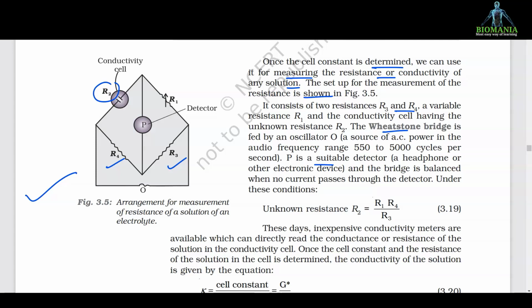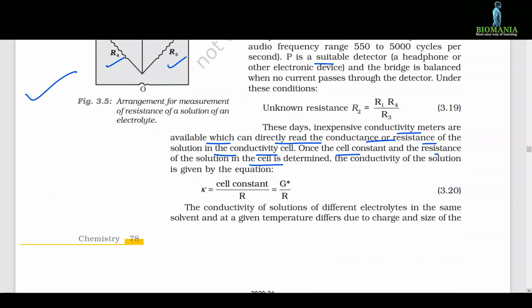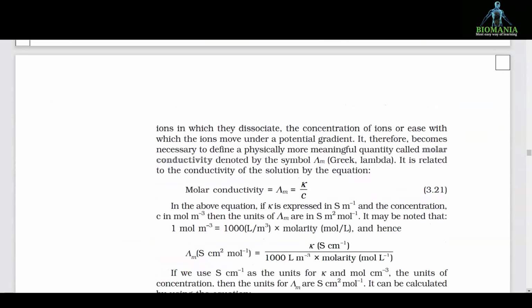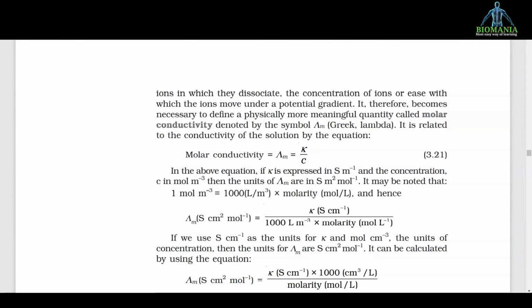These days, expensive conductivity meters are available which can directly read the conductance or resistance of the solution in the conductivity cell. Once the cell constant and the resistance of the solution in the cell are determined, the conductivity of the solution is given by the equation κ = cell constant/R, that is G*/R. The conductivity of solutions of different electrolytes in the same solvent and at a given temperature differs due to the charge and the size of the ions into which they dissociate, the concentration of ions, or the ease with which the ions move under a potential gradient.